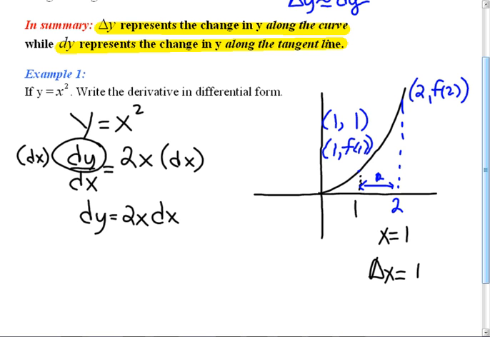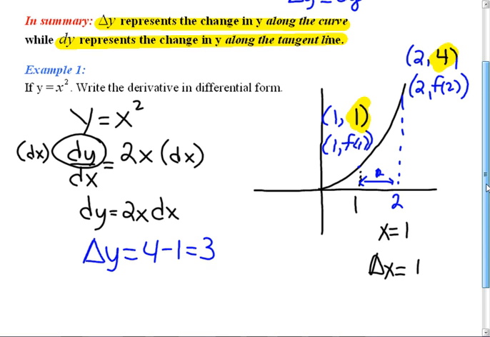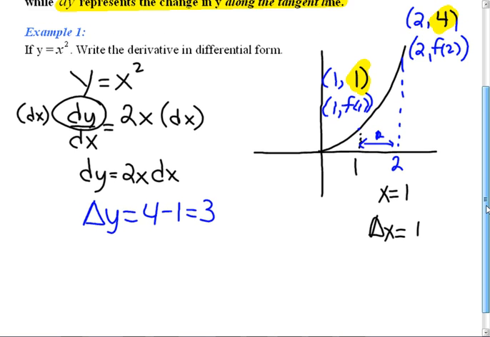And then this is 2, and this is 4. So if I'm asking for delta y, I'm just asking for the difference between 4 and 1. That's all I'm asking for. So delta y is equal to 4 minus 1, which is equal to 3. Now, the parabola is changing pretty fast, changing at a faster and faster rate.